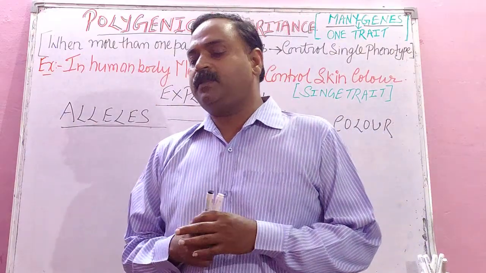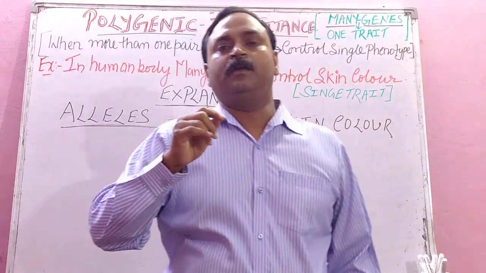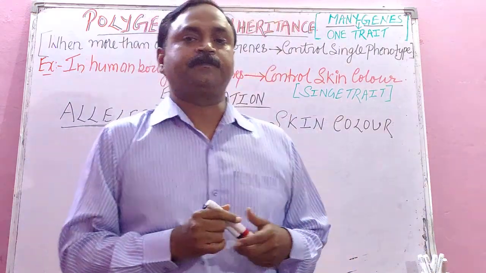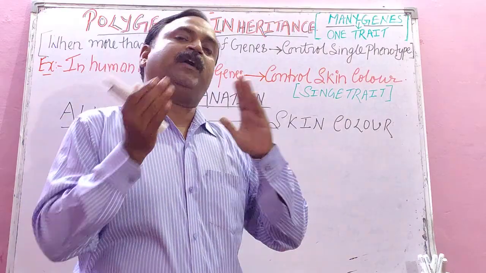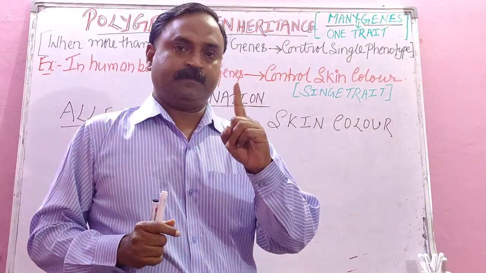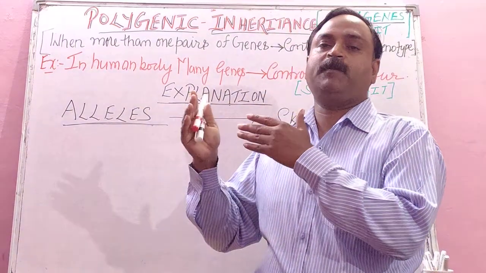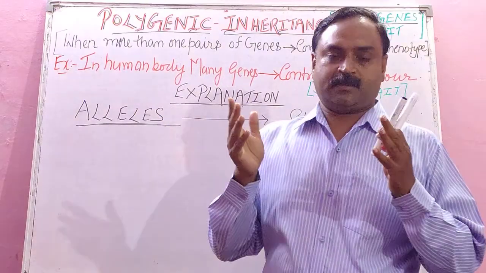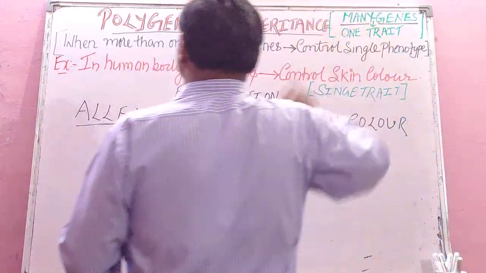Student, in this chapter there are two topics, that is polygenic inheritance and pleiotropy. Both are just opposite to each other and very interesting. Polygenic inheritance means many genes affect or control one trait. And on the other side, pleiotropy is a single gene controlling many characters or traits. So let us see polygenic inheritance.